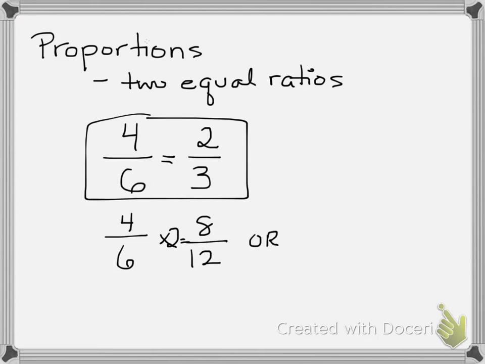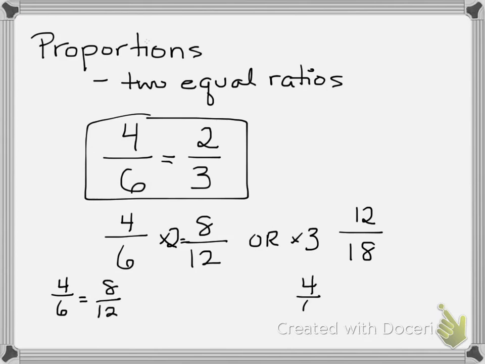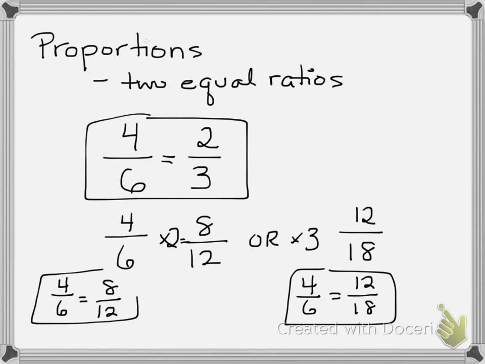Or let's multiply by 3 and say 12 to 18. So in other words, 4 to 6 equals 8 to 12. That's called a proportion. Or 4 to 6 equals 12 to 18. That's also called a proportion. We have what's called two equal ratios, and they're pretty easy to do. Once I give you one, you can either reduce it or multiply to make the numbers bigger, still called a proportion whether it's large or small.